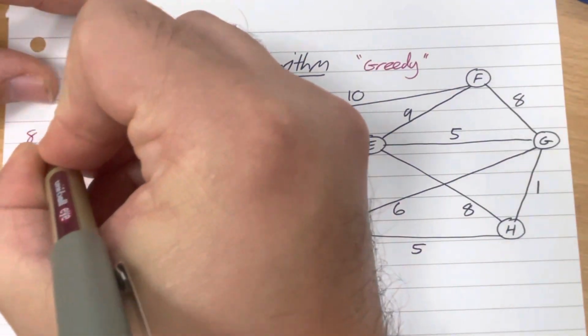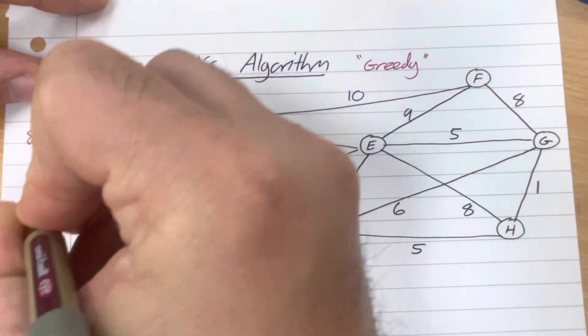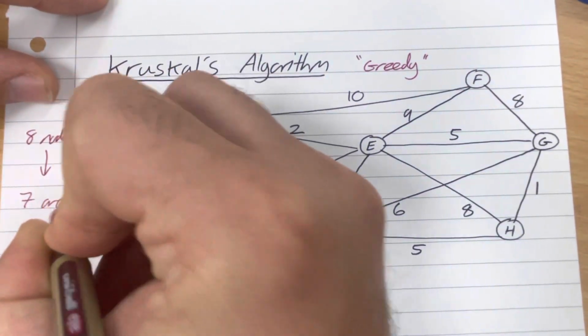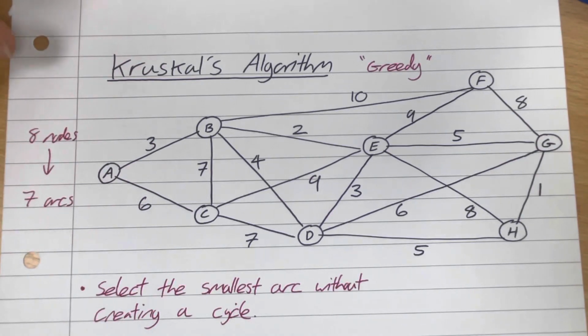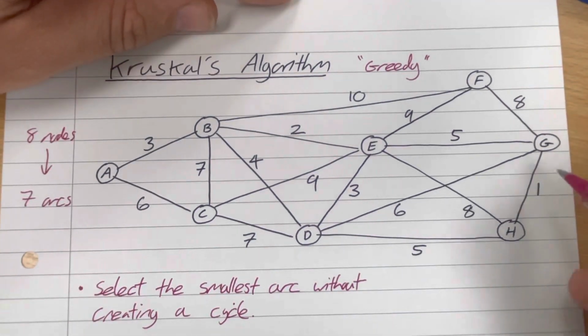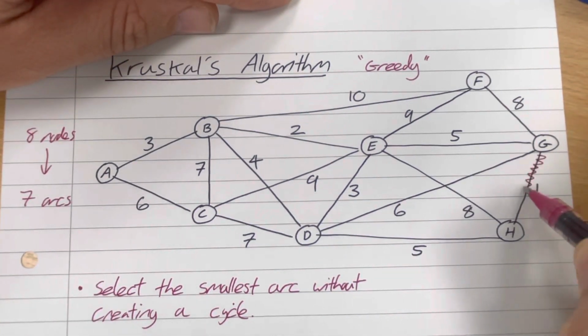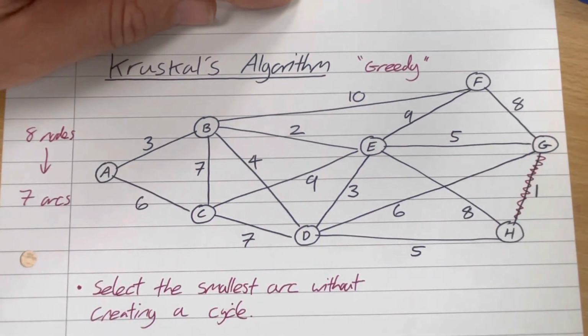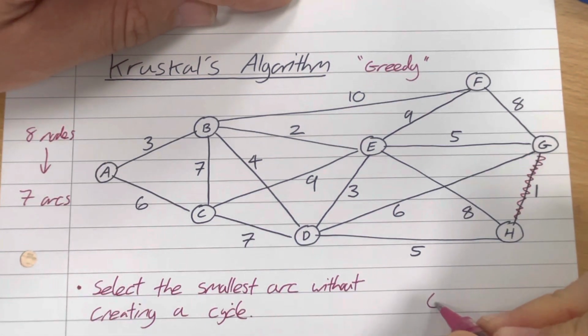So 8 nodes. The minimum spanning tree then has to have 7 arcs. Okay, 8 nodes means 7 arcs for the tree. Right, so keep selecting the smallest arc. So the first arc I'm going to select is this one, GH. It's got a length of 1. It's the only one with a length of 1, so that must be where I start.